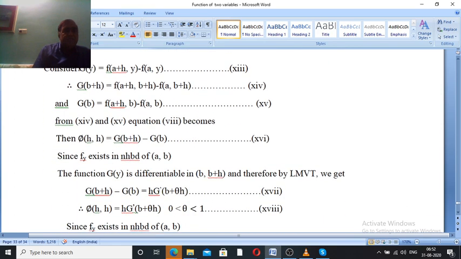Similarly, consider g(y) is equal to f(a+h, y) minus f(a, y). Suppose this is equation 13. Put y is equal to b plus h. Therefore, g(b+h) is equal to f(a+h, b+h) minus f(a, b+h). Suppose this is equation 14. And g(b) is equal to f(a+h, b) minus f(a,b). Suppose this is equation 15. Put y is equal to b, we get this expression. From equation 14 and 15, equation 13, I am sorry.